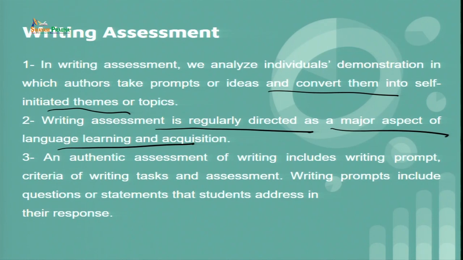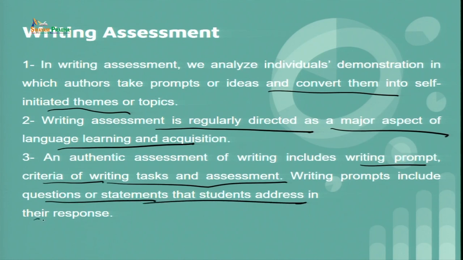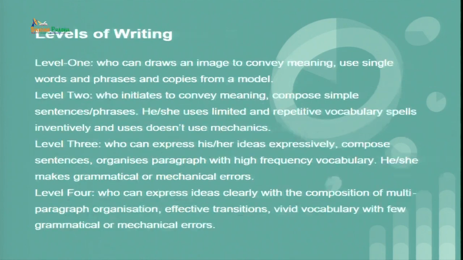Coming on to the next point, an authentic assessment of writing includes a writing prompt, criteria of writing tasks, and assessment. Writing prompts include questions or statements that students address in their response. So, writing gives a variety of information about the author, and cohesion, coherence, linguistic aspects, and communicative aspects can all be reflected when it comes to writing. There are levels of writing like in reading. Let's go one by one.